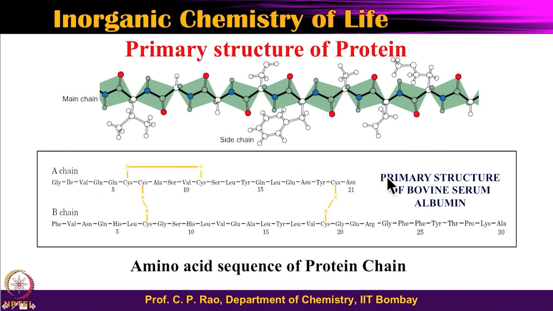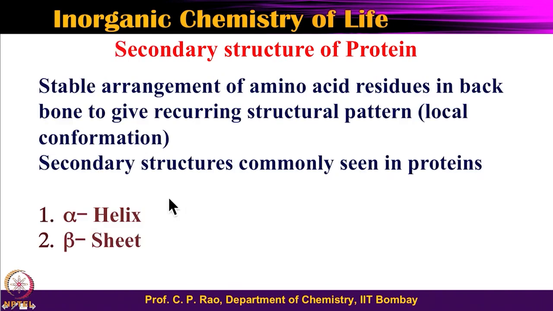Here is a particular protein taken, the primary structure of bovine serum albumin. It's a serum albumin protein from a bovine source. Bovine is cow, serum is blood, and albumin is an albumin-like protein. In that you have a chain structure shown here. Each amino acid is connected here, and the numbers show the 5th, 10th, 12th, 15th, 20th, etc. This is just to indicate the primary structure. Enough, this much information. This is the primary structure.